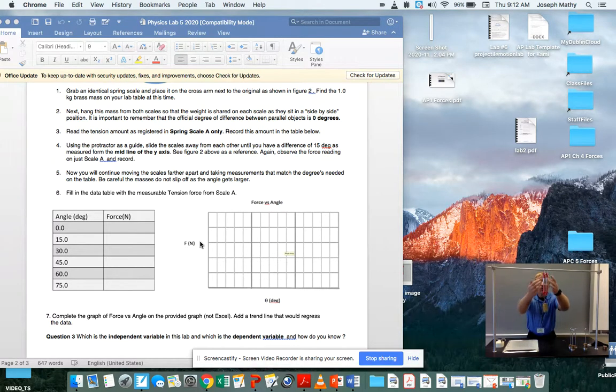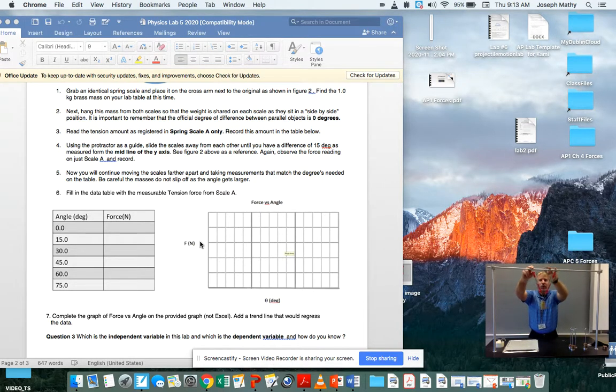So there's 0 degrees in between these right now. I put my protractor here and I slide these apart so that I can measure 15 degrees. Well, what is the reading on the scale? Look at the bottom of this document. I've taken a picture for you.